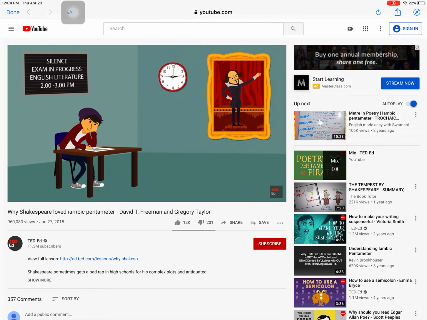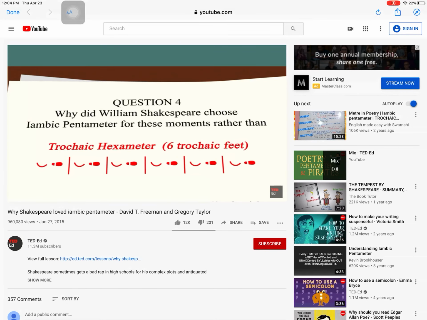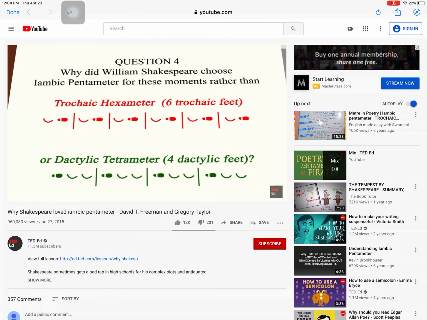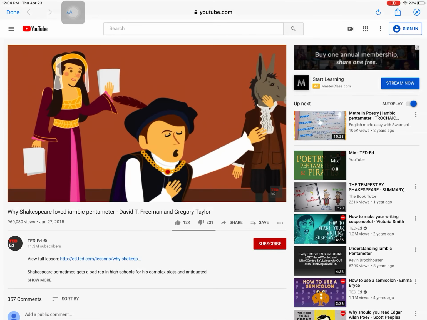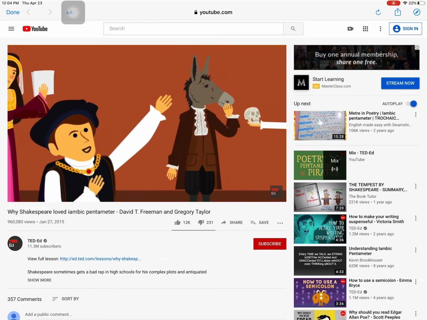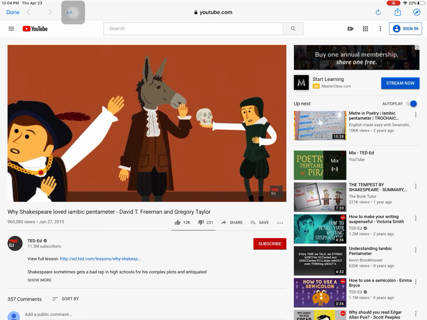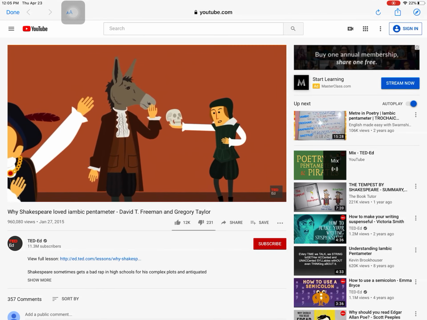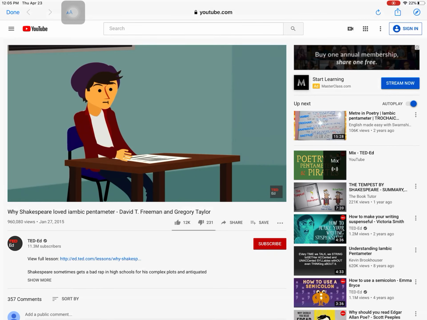Which leaves just one last question. Why did Shakespeare choose iambic pentameter for these moments rather than, say, trochaic hexameter or dactylic tetrameter? It's been said that iambic pentameter was easy for his actors to memorise and for the audience to understand, because it's naturally suited to the English language. But there might be another reason.